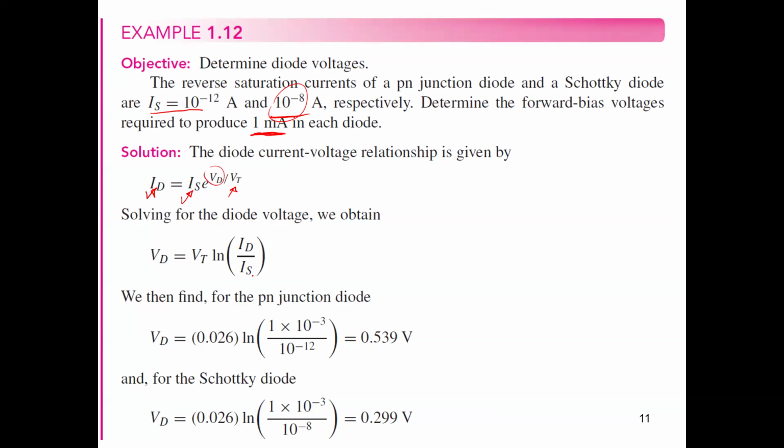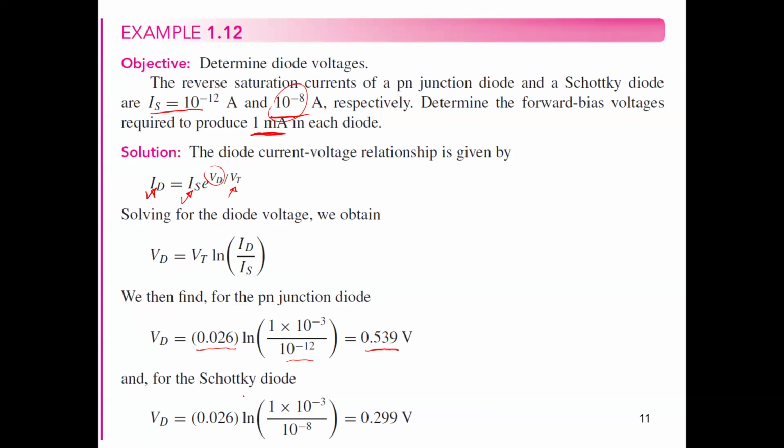Substituting the relation now with the two different values, Vt is constant at room temperature. So assume that is the Vt at room temperature, so we have 0.026 volt times ln of the diode current, which is 1 milliampere, so 10 to power minus 3, divided by the saturation current of the general purpose diode, 10 to power minus 12. So this requires 0.539 volt in order to allow 1 milliampere to flow.